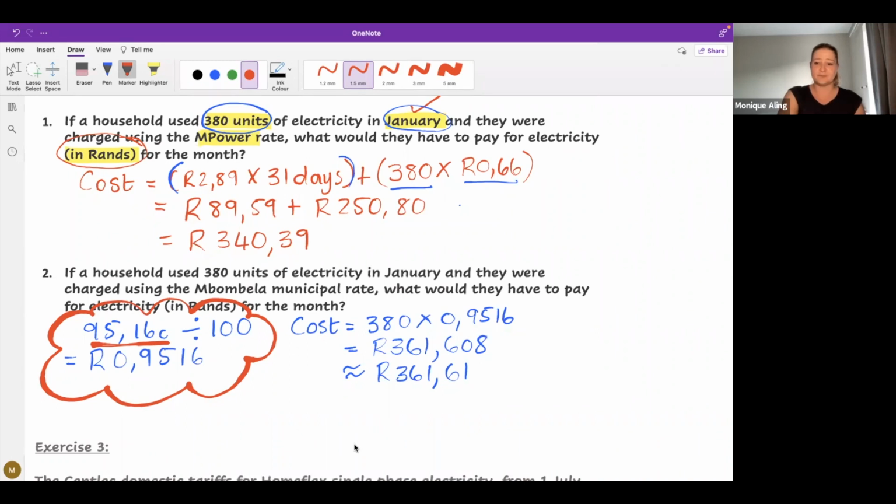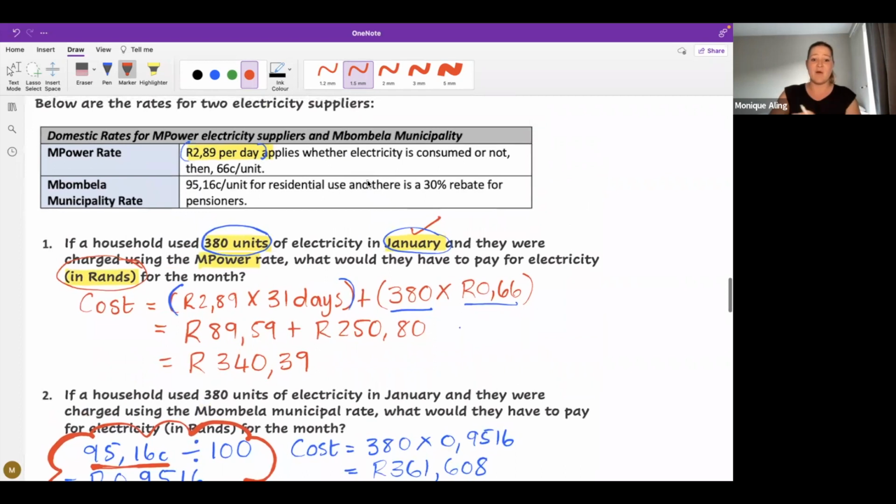Okay, Ayavela, you don't multiply by 31 days. No, because that only applies to Empower. Only they charge per day.